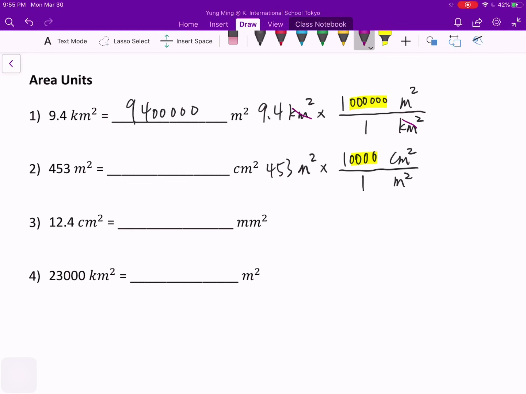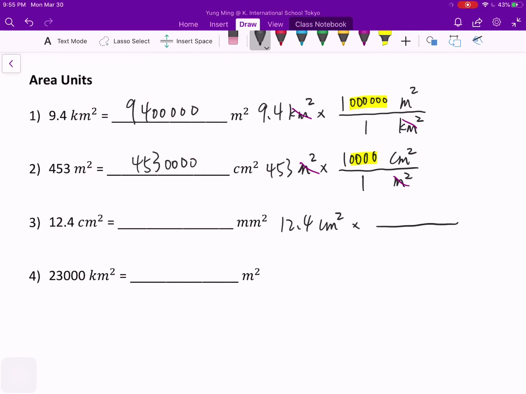Again, I cancel the units down like this. I get to my centimeter square. That means I need to multiply 453 by 10,000, so 1 followed by 4 zeros. So you have 453 followed by 4 zeros. And that's it. Number 3, we got 12.4 centimeters square.